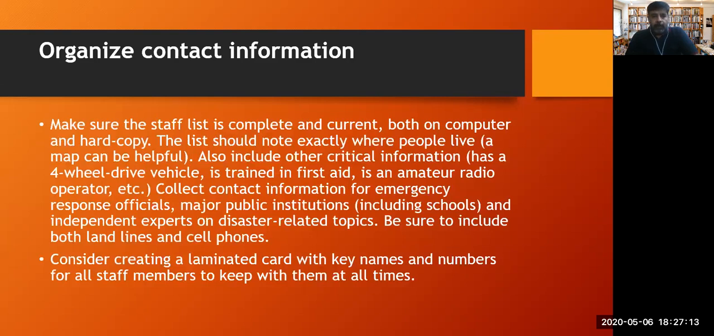Organization contact information is very important. Make sure the staff list is complete and current, both on computer and hard copy. The list should note exactly where people live. A map can be very helpful. Also include other critical information, such as who has a four-wheel drive vehicle, is trained in first aid, is an amateur radio operator, etc., trained for such an environment. Collect contact information for emergency response officials and major public institutions. In Pakistan's case, the National Disaster Management Authority is your contact point.